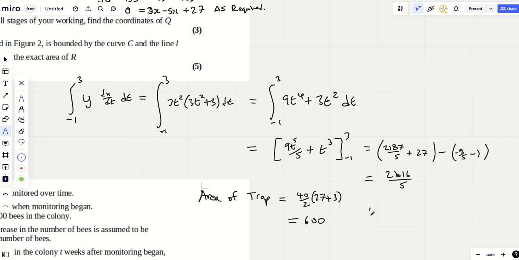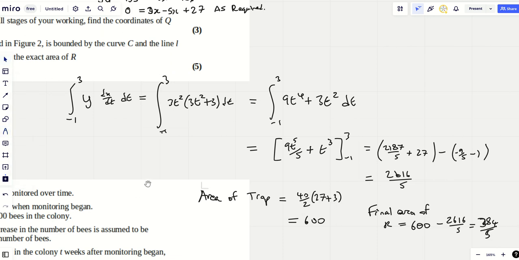And so the final area of R is 600 minus 2616 over 5, which is 384 over 5. And it's done. That's the exact area of R.